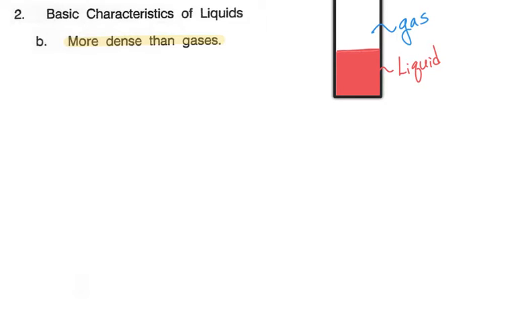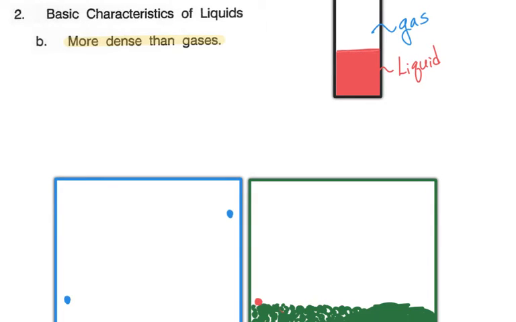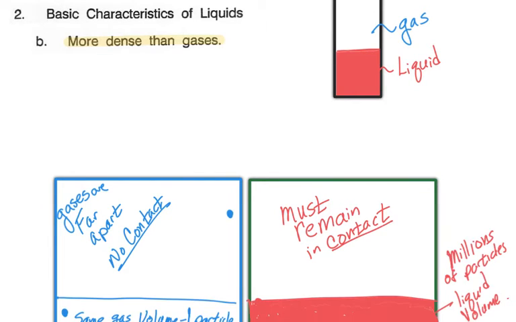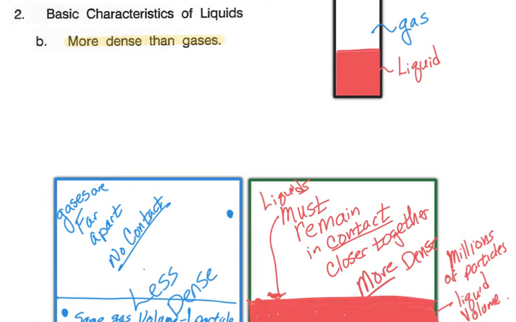Why are they more dense? Well, again, we notice that in the gases, these particles must be far apart and they're bouncing off of each other, whereas in the liquids, they are in contact with each other. To be in contact, they have to be closer together, and so that means that they are more dense because there's more particles packed in the same volume.